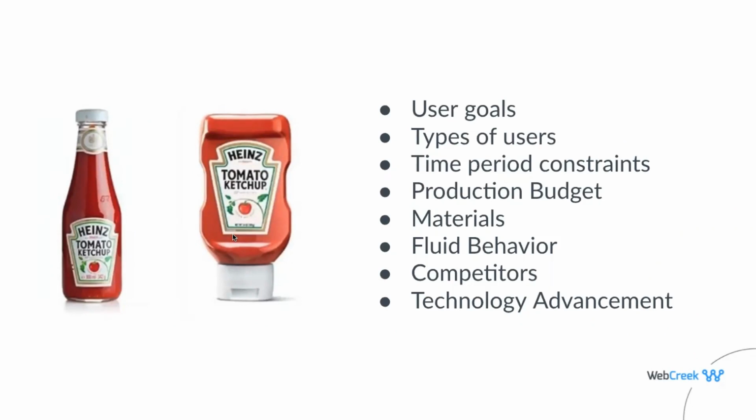So, for example, these two bottles were designed at different times. You know, plastic came in the 50s and the 60s, and so by the time Heinz created the glass bottle, it was probably the best decision at that time, in the sense of both business and what users were using the product for. So there are a lot of variables to consider. One thing is UX, but when you're judging what is a good UX, there's all sorts of stuff that you need to consider. Those can be user goals, type of users, time period constraints, production budget, materials, fluid behavior, competitors, technology advancement.